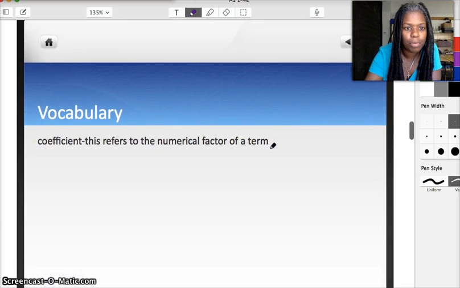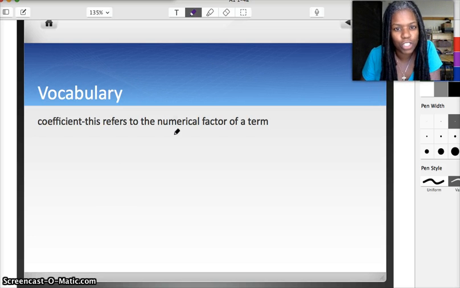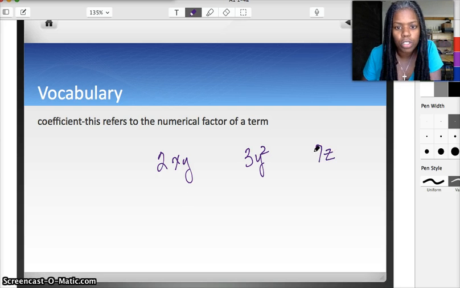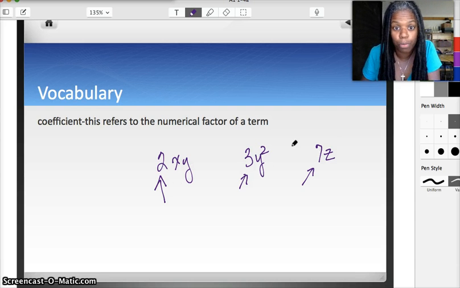Our next vocabulary word is coefficient. This refers to the numerical factor of a term. So remember, we had terms like 2xy, or a term would be 3y squared, or maybe 7z. These are all terms, but the numerical factor, so the number that's next to it, the number in front of the variable, is sometimes how I say it, is referred to as the coefficient. So the coefficient is a number, and it's usually being multiplied. It is being multiplied with a variable or variable term.